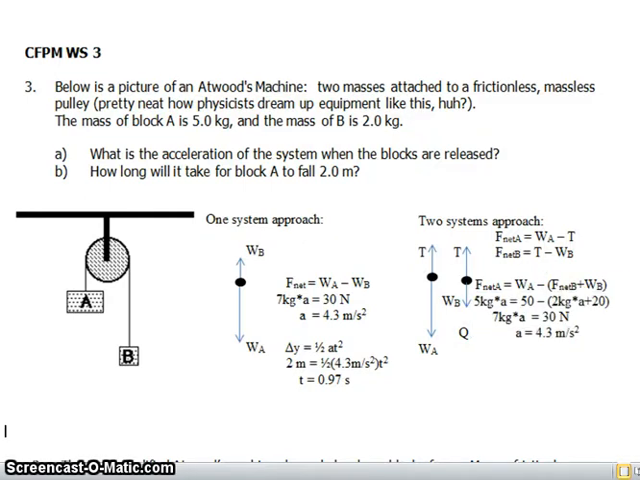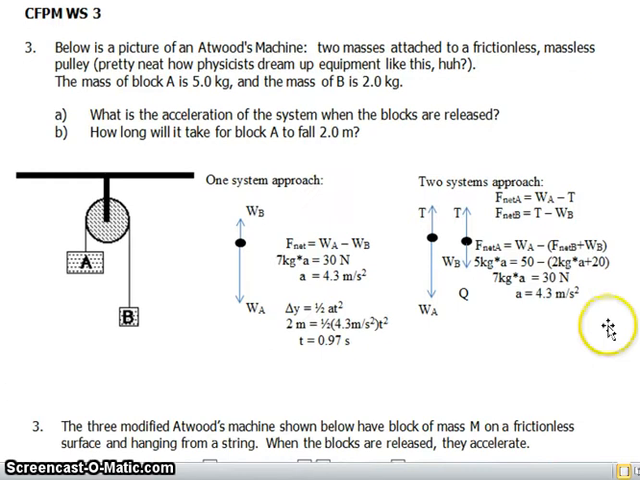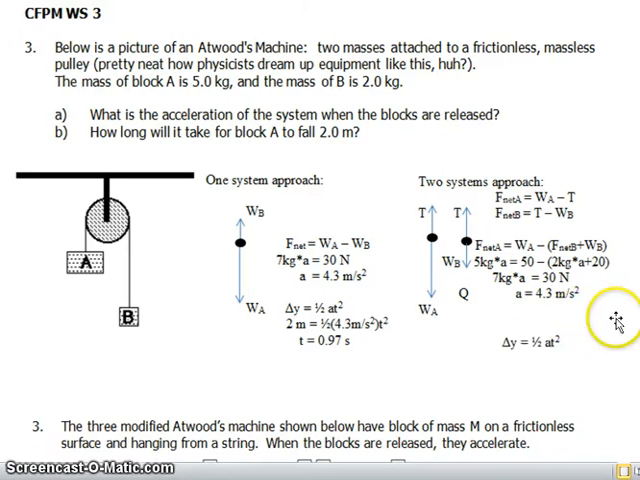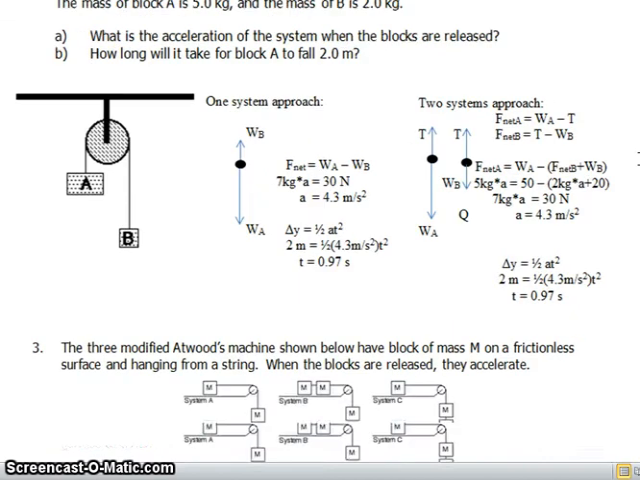Then we can substitute in the mathematical models for F net and for weight and solve it, and we get 4.3 meters per second squared, just like the other approach. And then we can use kinematics to solve the rest of it. Delta y equals 1/2 a t squared, and solve this, and we get 0.97 seconds, just like the other approach. Students need to know how to do both approaches. So pick your favorite approach, perfect it, and then start doing the other one.